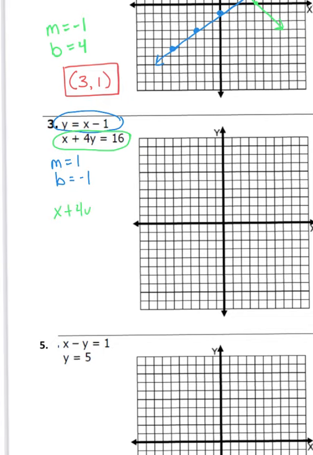x plus 4y equals 16. I'm going to solve for y to put it in y equals mx plus b form. So I subtract x from both sides. I'm left with 4y equals -x plus 16. Now to solve for y, I divide all three pieces by 4. I'm left with y equals -1/4 x plus 4. Now my slope here is -1/4. My y-intercept is +4.